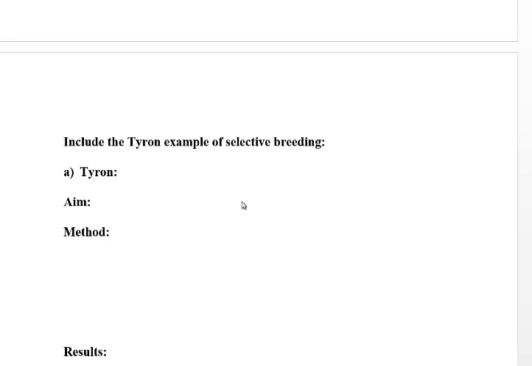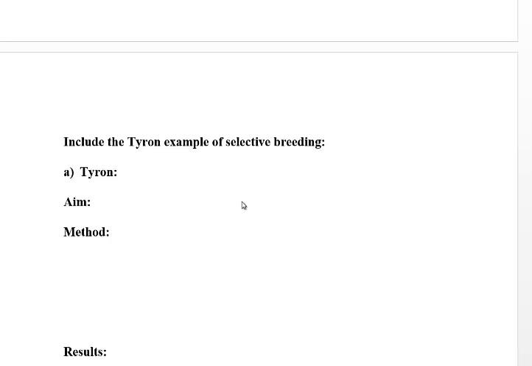And what do we want to say about this? It's page 38, 39 of your textbook, if you want that. And what's the aim? The aim is to investigate whether genes have influenced learning in rats. So what did Tryon do?